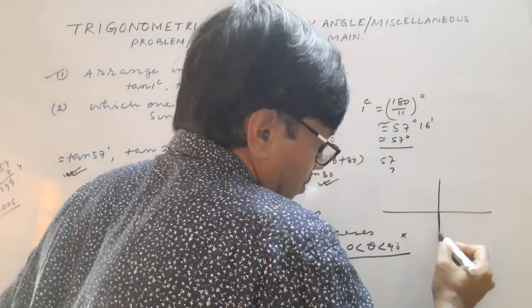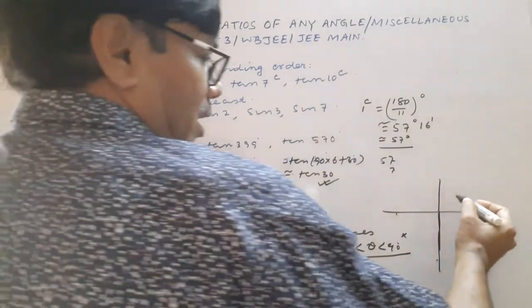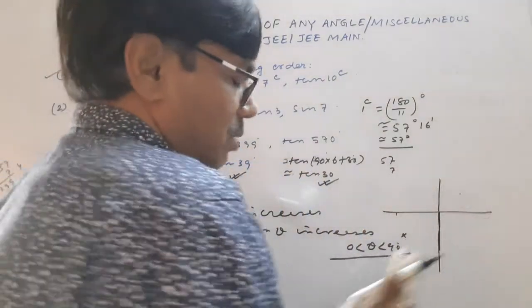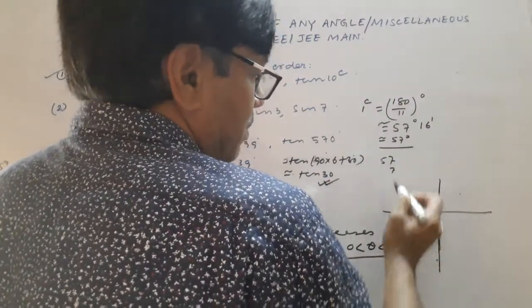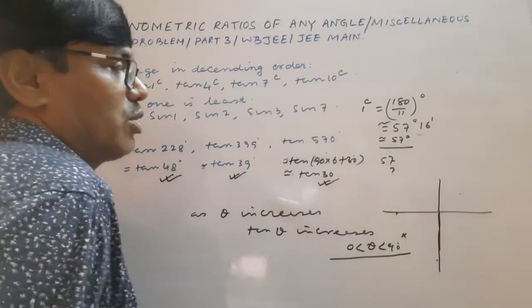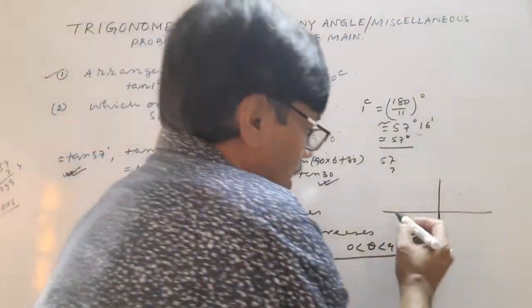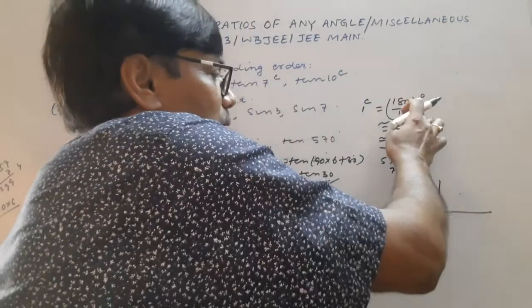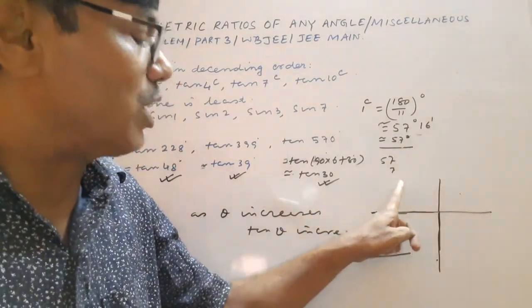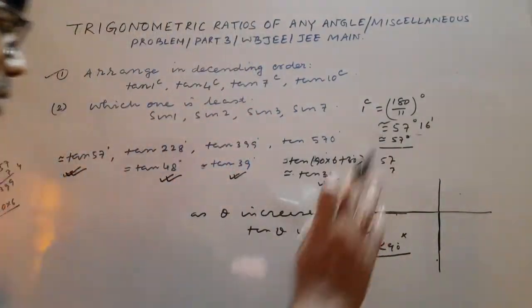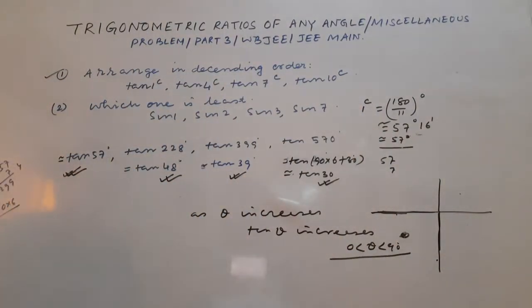We have to keep in mind that all are in either the first or the third quadrant, so all are positive, no harm. But if it is 57 degree 16 minute and we have taken 57 degree, then when a value is at the border of a quadrant, you have to keep in mind which quadrant it is in. For this problem, there is no such case.